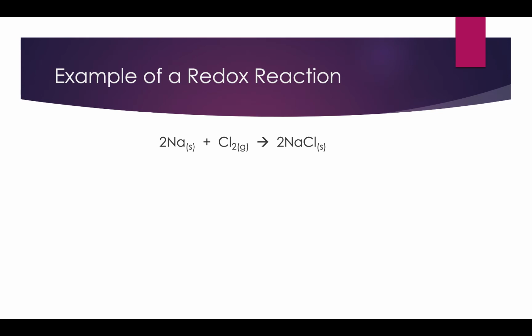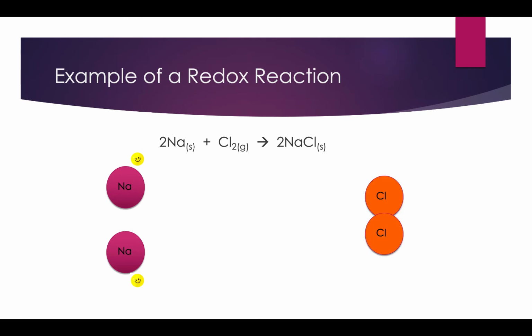In this reaction, solid sodium metal is combining with chlorine gas to produce solid sodium chloride. So here are our sodium atoms in pink with their happy little electrons. They each have one valence electron. And here's our chlorine molecule, Cl2. It's diatomic. It's also neutral. And so those electrons get transferred from sodium to chlorine.